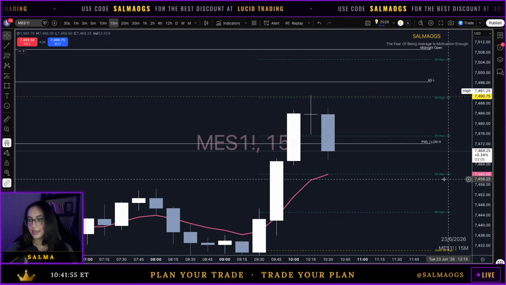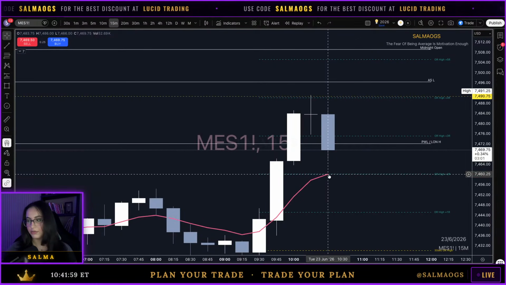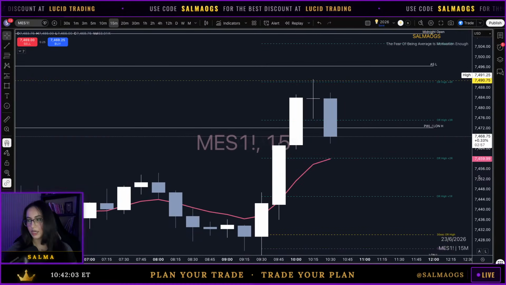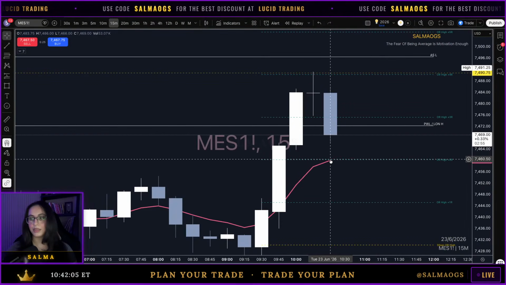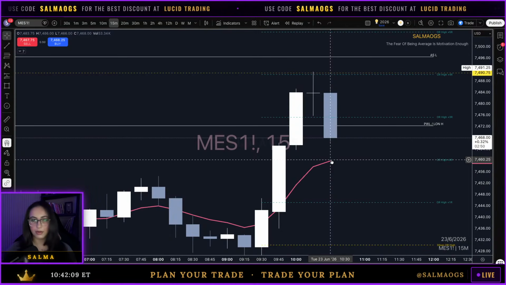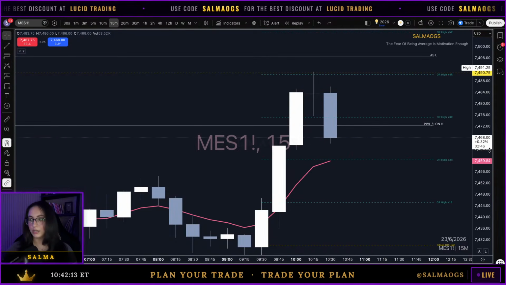Now, what I want to see is us tap into the 9 EMA on the 15, which also aligns with the second OR rotation to the upside. Let's see if there is some sort of reaction here where buyers can step in. That is where I would want to see.